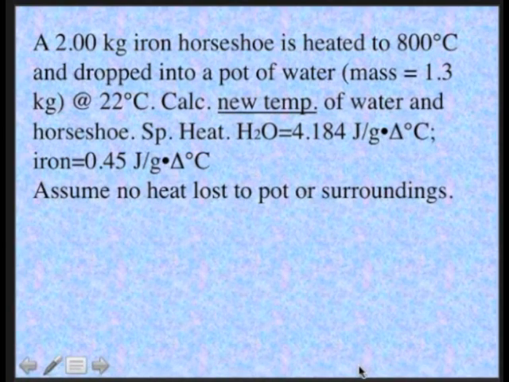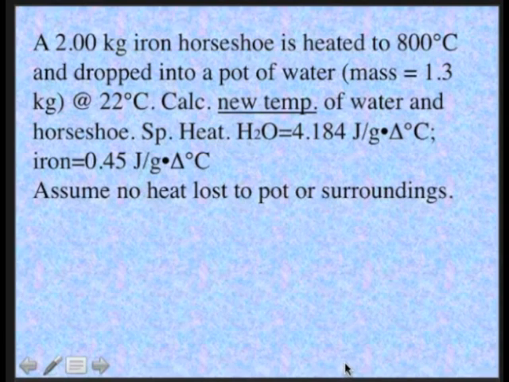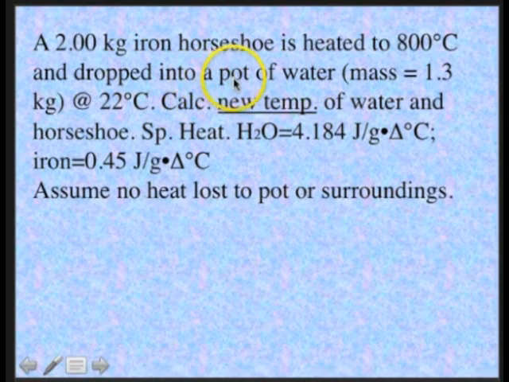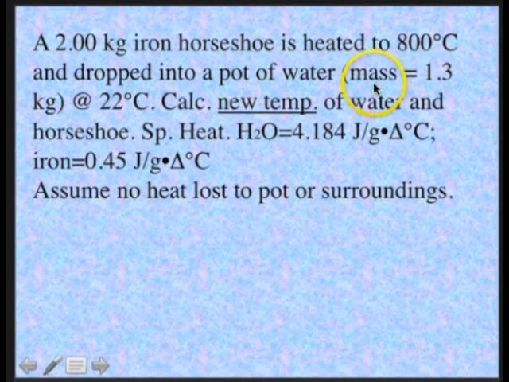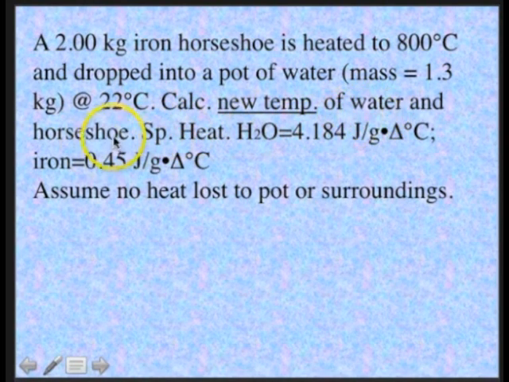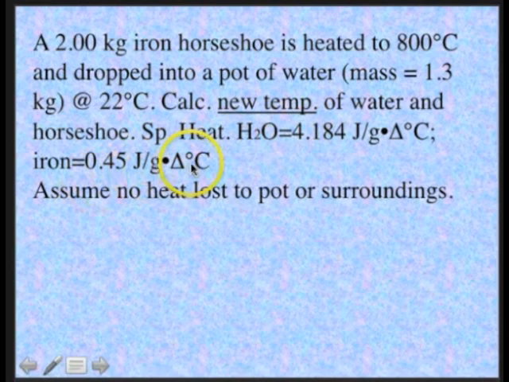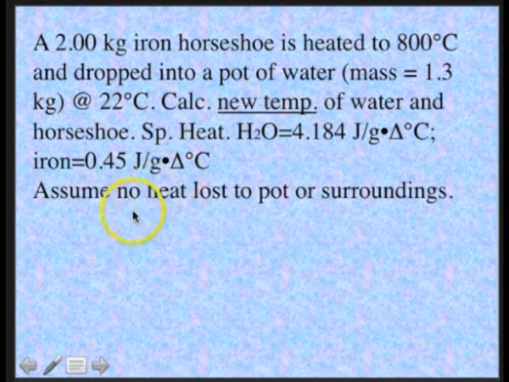There's another question that you frequently get. A 2 kilogram iron horseshoe heated to 800 degrees C is dropped into a pot of water. And then the water has a mass of 1.3 kilograms at 22 degrees C. Calculate the new temperature of the water and the horseshoe. And the specific heat of water is given to us, and the specific heat of the iron is given to us. And we assume no heat lost to the pot or the surroundings.